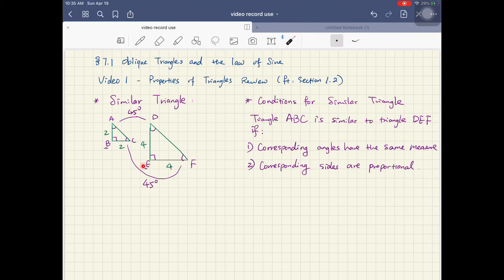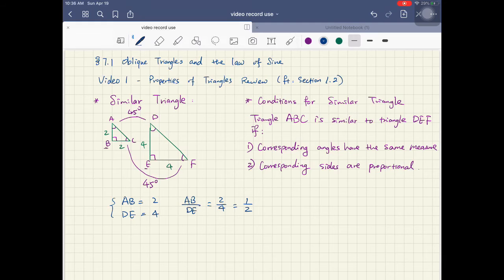Since B and E are the right angles, you can see that side AB and side DE are the corresponding sides. Side BC and side EF are the corresponding sides. The two hypotenuses are the corresponding sides. So without calculating the hypotenuse, what we know is side AB is 2 and side DE is 4. The proportion of AB to DE is 1/2.